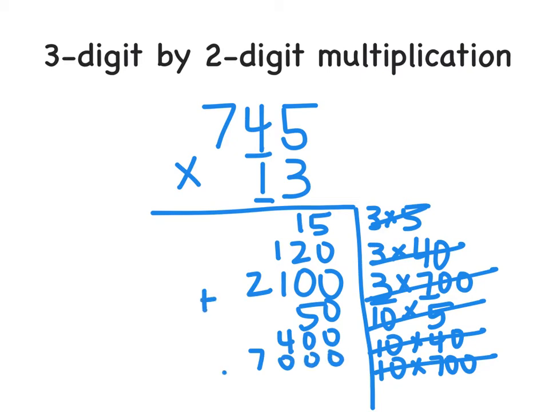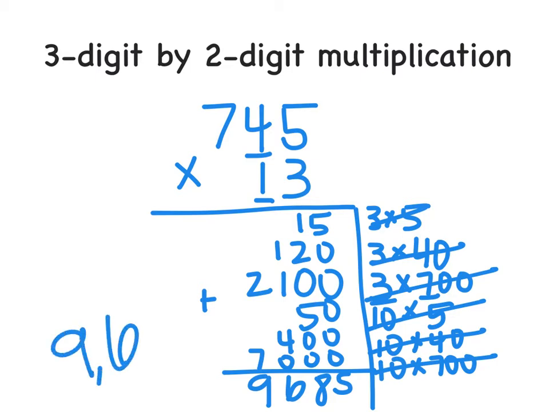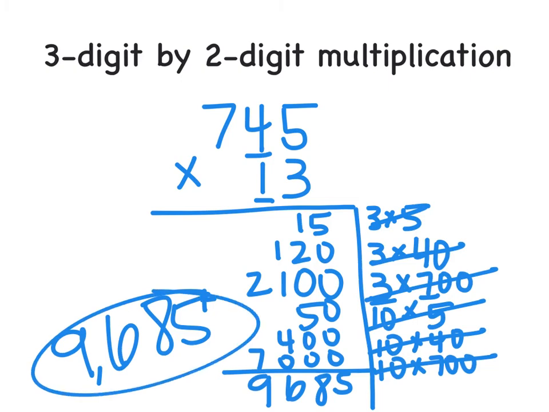My last step is to add all of these numbers up. And 5 plus 3 is 8. 4 plus 2 is 6. And 7 plus 2 is 9. So again, I get the same final answer of 9,685.